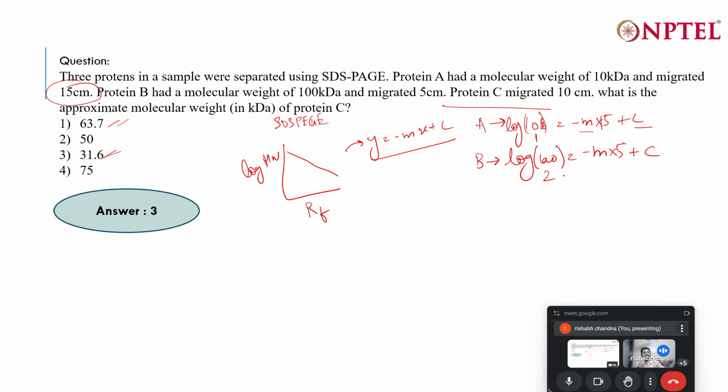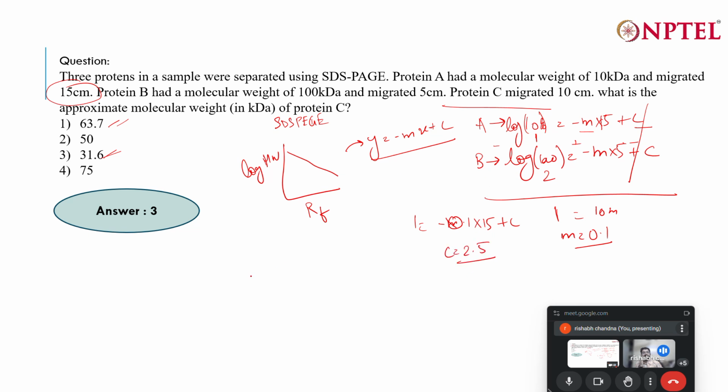So after we calculate this, for example, if we subtract the equations, the c would cancel out and this would be 10m equals 1. So m is equal to 0.1. And if we put m as 0.1 in any of the equations, it would be 1 equals minus 0.1 into 15 plus c. So this would be 1.5, so c would be 2.5.